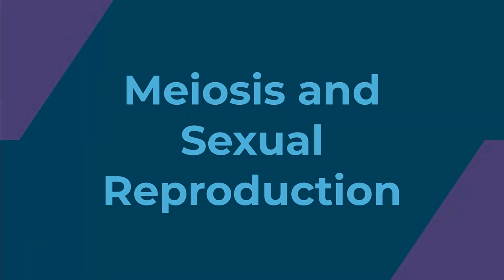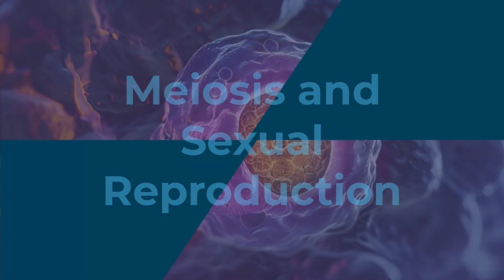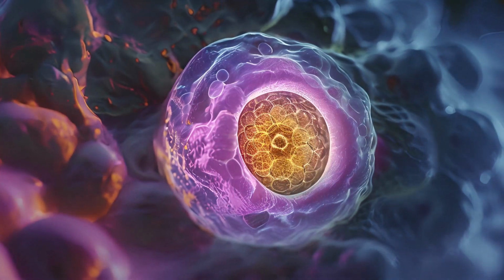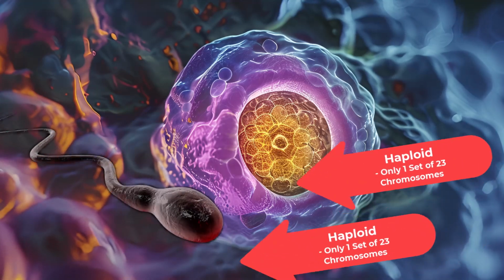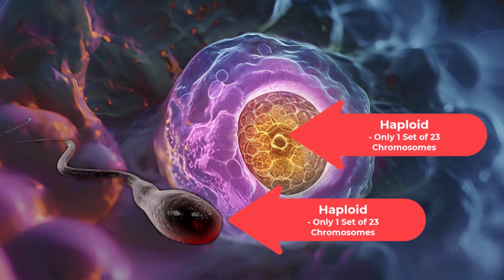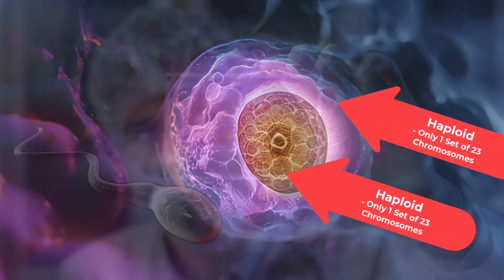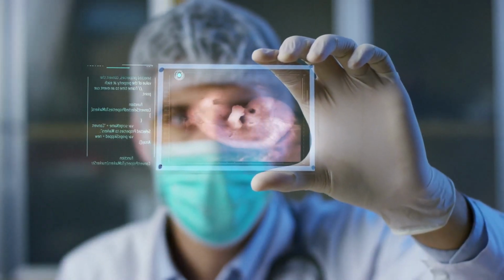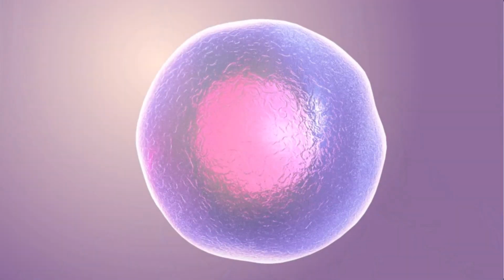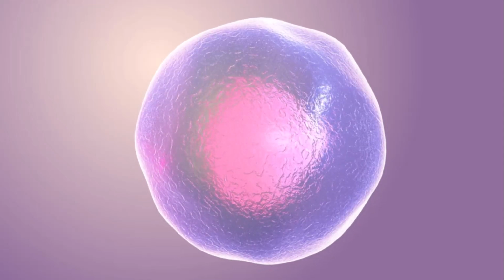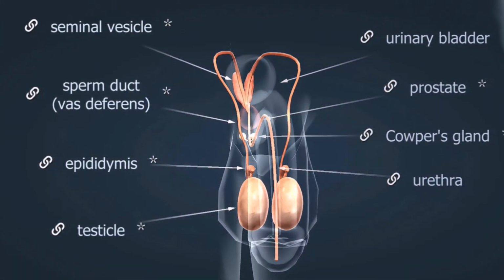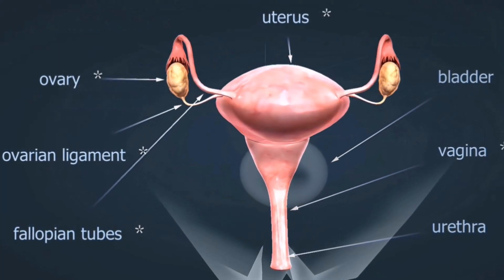Meiosis and sexual reproduction. Gametes are eggs or ova in females and sperm in males. Gametes contain only one full set of chromosomes, making them haploid. Early in the development of the embryo, specialized diploid cells called germ cells are produced within the gonads, which are the testes in males and ovaries in females.